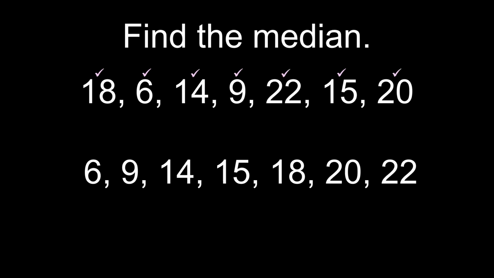Now that I have my data in order from least to greatest, I need to look for the value that's in the middle. So if I start on the left, I have the 6 and I can cross it off along with the 22 on the right, and I'm going to work my way into the center. So then I have the 9 and 20, the 14 and 18. That leaves me with the 15 that's in the middle. The median is my data value that's in the middle, so 15 is my median.